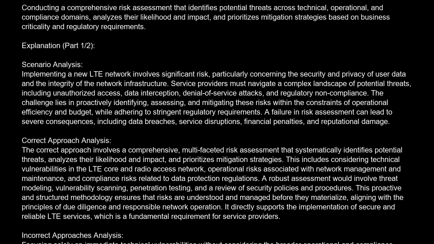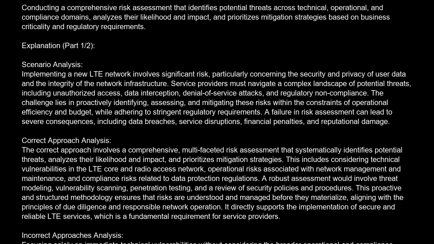Correct approach analysis. The correct approach involves a comprehensive, multifaceted risk assessment that systematically identifies potential threats, analyzes their likelihood and impact, and prioritizes mitigation strategies. This includes considering technical vulnerabilities in the LTE core and radio access network, operational risks associated with network management and maintenance, and compliance risks related to data protection regulations. A robust assessment would involve threat modeling, vulnerability scanning, penetration testing, and a review of security policies and procedures.